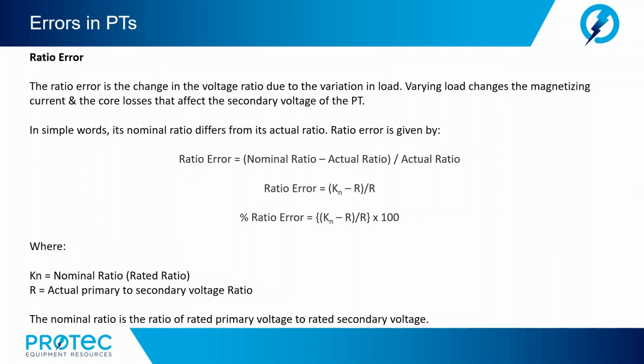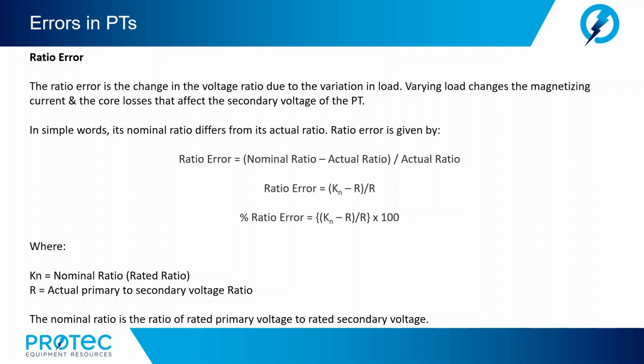All right, now let's talk about errors in PTs. In an ideal transformer, the primary and secondary voltages are in exact proportion as its turn ratio, and they are both in phase. But practically, there is a voltage drop at primary due to its reactance, which creates voltage ratio error and phase shift error. Here are some of the errors that may occur in a PT.